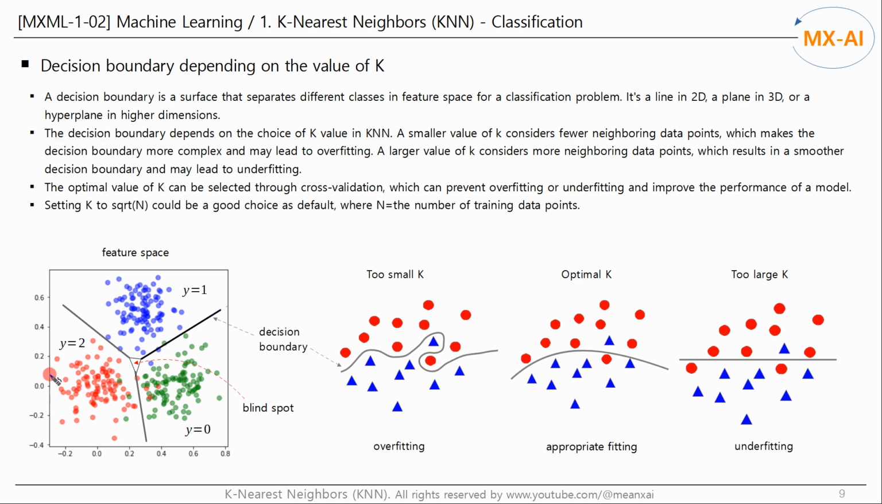Let's say we have a feature space with these training data points. And let's randomly generate a lot of test data points and plot them in this space.